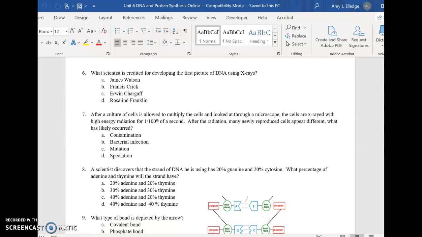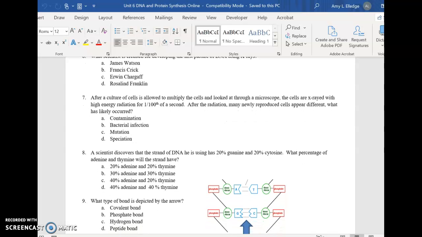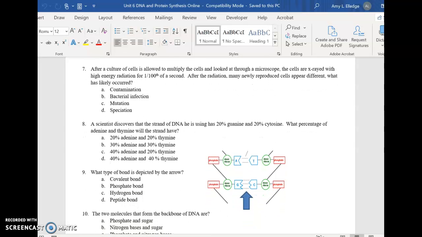Number 6, which scientist is credited for developing the first picture of DNA using those X-rays? And she got no credit for it and actually died for her work. That was Rosalind Franklin.